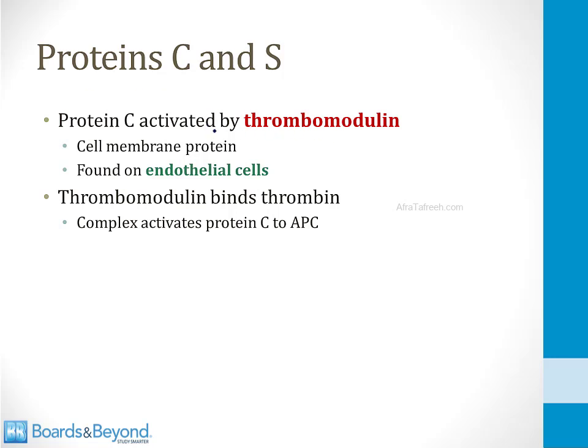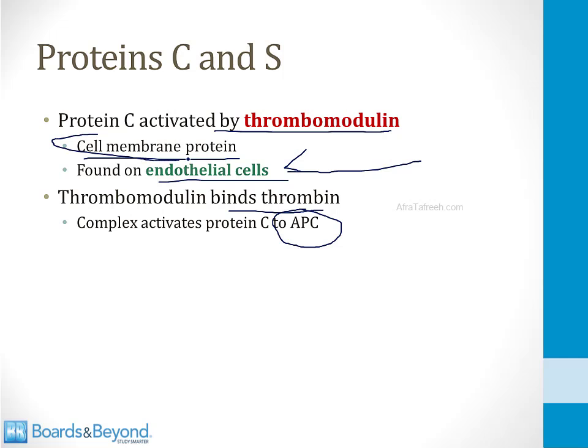Protein C is activated by thrombomodulin. This is a cell membrane protein found on endothelial cells. Thrombomodulin binds to thrombin when it's present, and together they activate protein C. What this means is that when the endothelium is healthy, it will be producing lots of this cell membrane protein, and that will be activating protein C so that blood clots don't form on top of healthy endothelium.